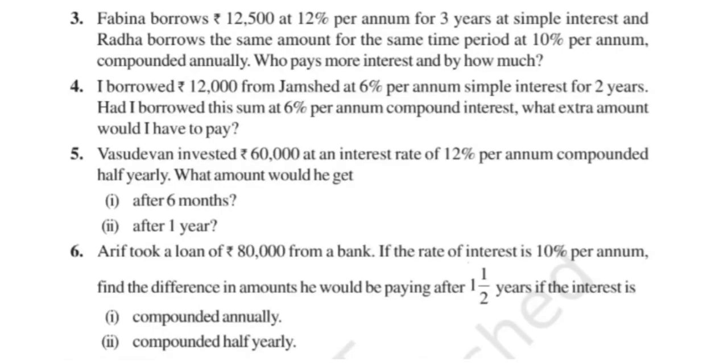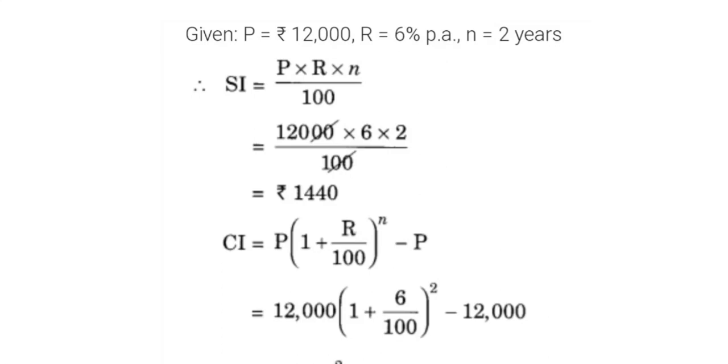Now see question number 4. I borrowed rupees 12,000 from Jamshed at 6% per annum simple interest for 2 years. Had I borrowed this sum at 6% per annum compound interest, what extra amount would I have to pay? So let's see the solution. So principal is given 12,000, rate of interest is given 6% and the time period is given 2 years. Okay, and we have to find the simple interest.